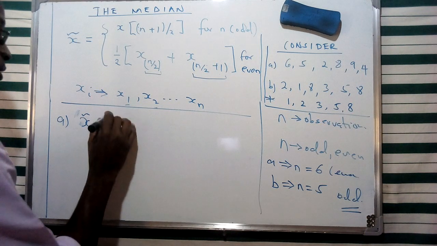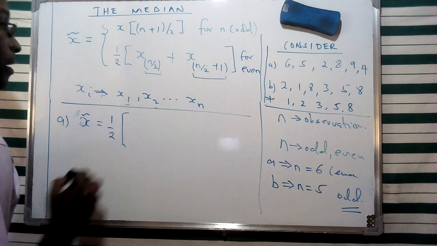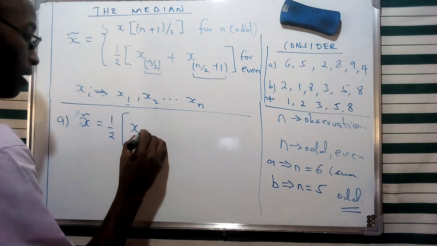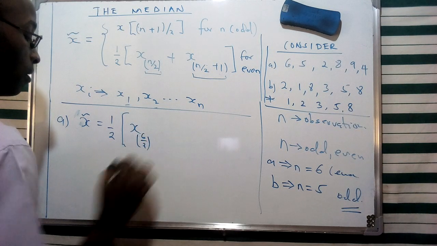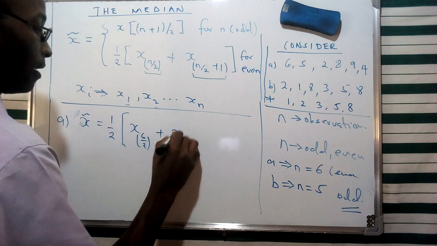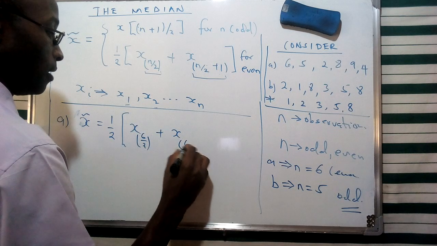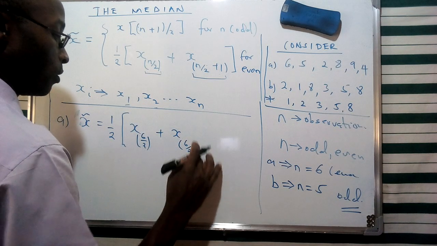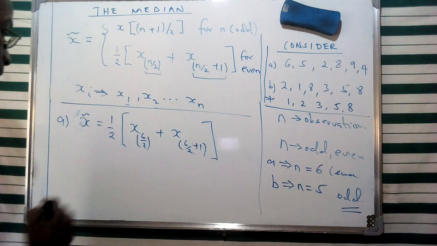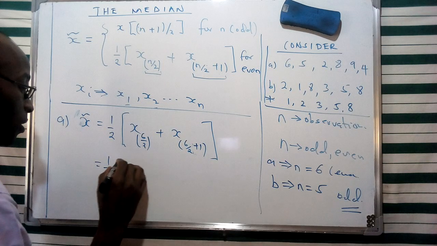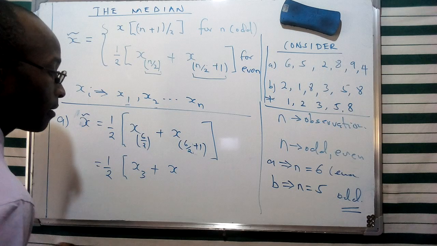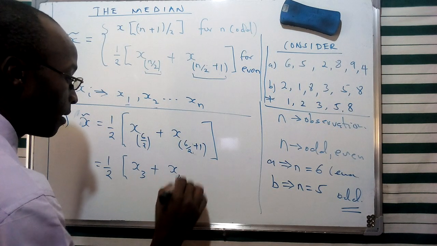this median is equivalent to half the value of x. So we have said n is equivalent to 6. So we shall have 6 divided by 2 as a subscript for this specific value for x, plus x into 6 over 2 plus 1. And then we shall have this one given as its median. So in further evaluating this, we shall have this one given as x3 plus x4, this is 3 plus 1, which is x4.